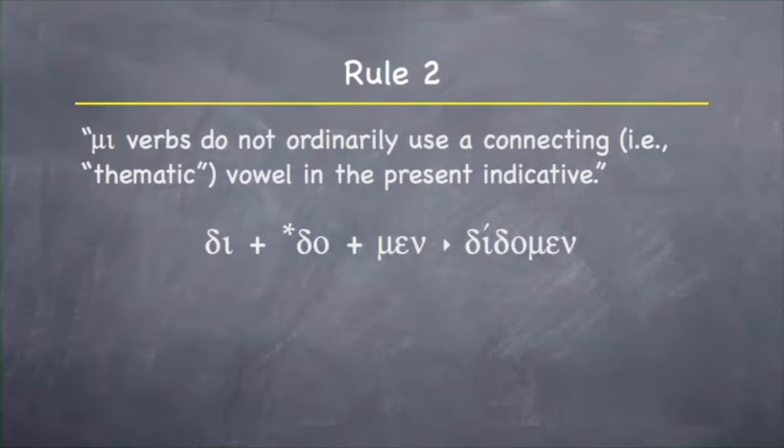Okay, very good. Rule 2 is that mi verbs do not ordinarily use a connecting or a thematic vowel in the present indicative. One of the reasons for that is that these roots end in vowels. They don't need an extra connecting vowel put in there. So if you have the form didomen, you have the do, it reduplicates to di-do, and you don't need to stick any other vowel in there, so you put the men right on it. Piece of cake.